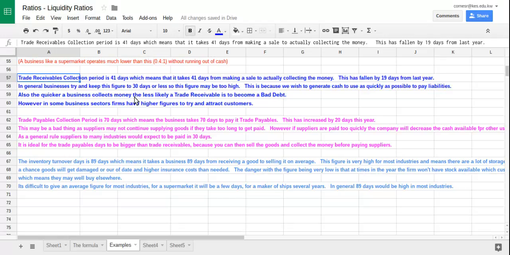And that's because it's a good thing, once you've sold the goods, to get the money in as quickly as possible. The longer you allow people before they pay you, the more chance there is that that business will go bankrupt and you will never collect your money.